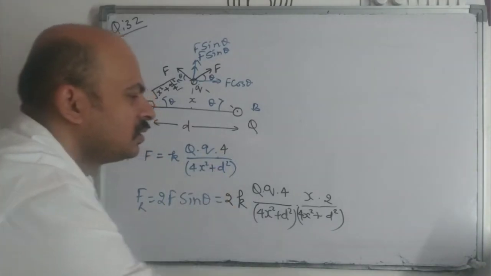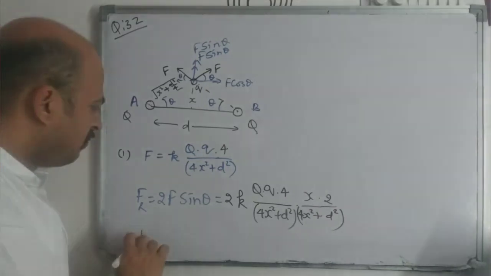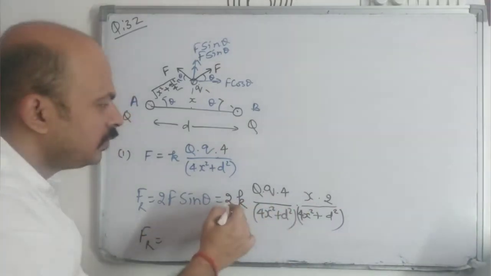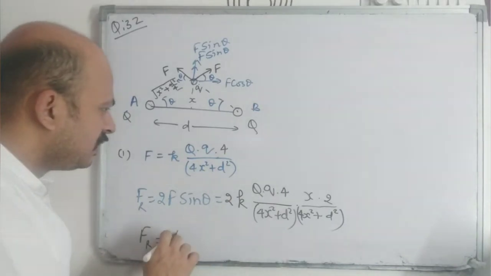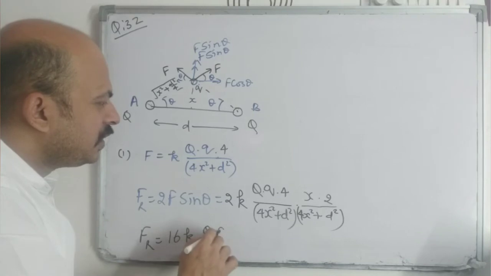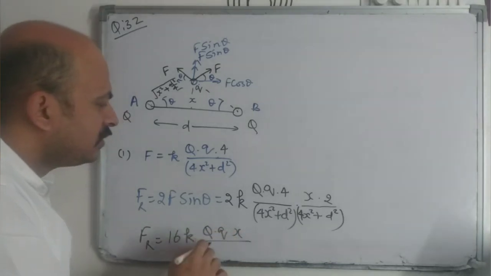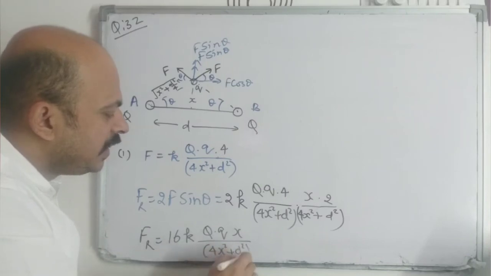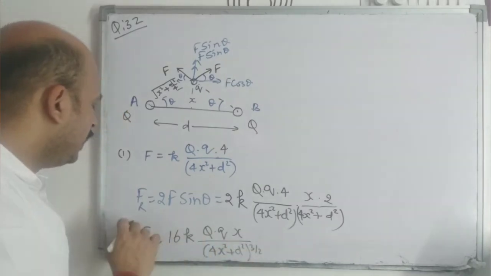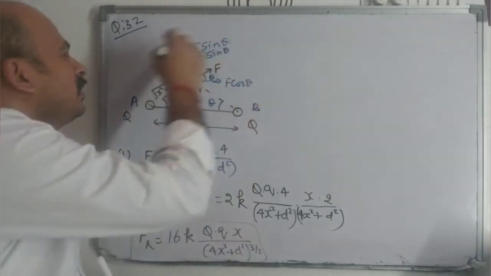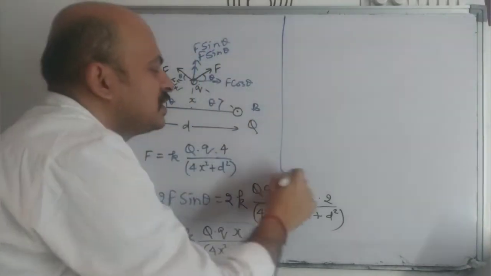So F resultant will be equal to 2 fours are 8, 2 eights are 16, K capital Q small q x upon 4x square plus d square to the power 3 by 2. That will be the resultant force acting on this. This part was the first part.